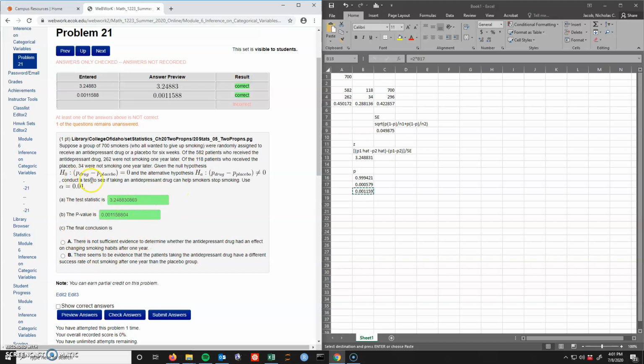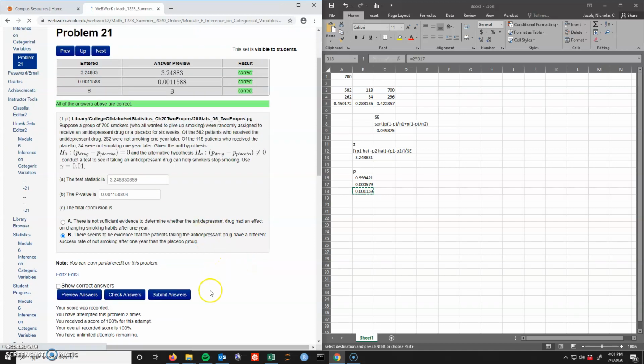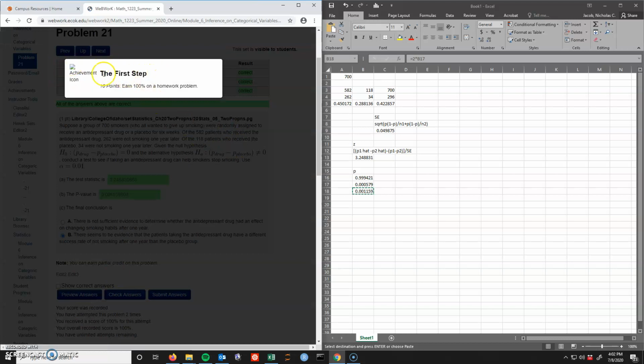The last thing to do is to make my conclusion. Our p-value is less than the alpha, so we reject the null hypothesis. There seems to be evidence that taking the depression drug does have a different success rate. You probably would have clicked one of those before you ever started. Let me click submit so I get the big green bar there. Hey, look, I got one of the achievements.